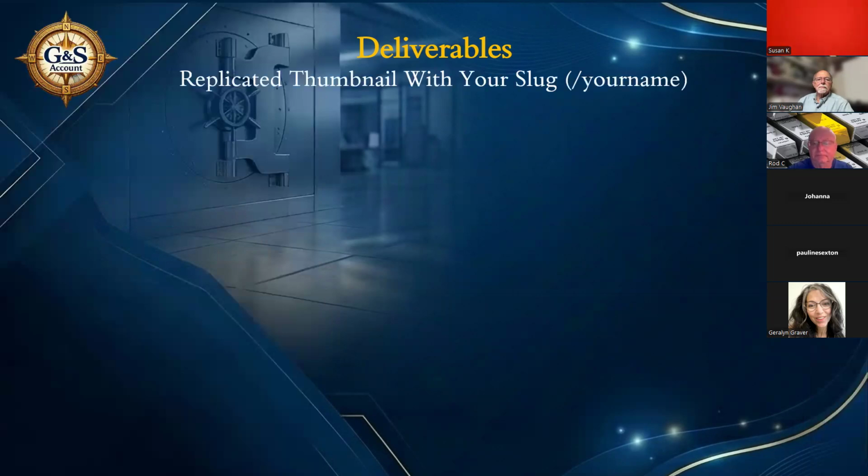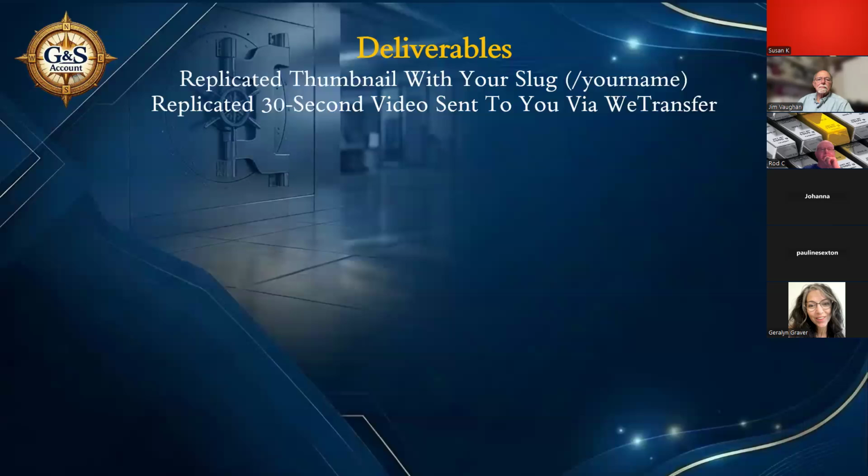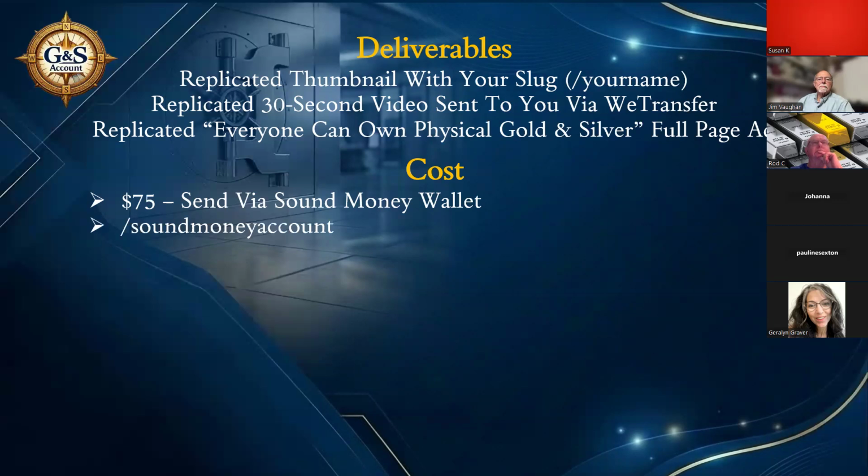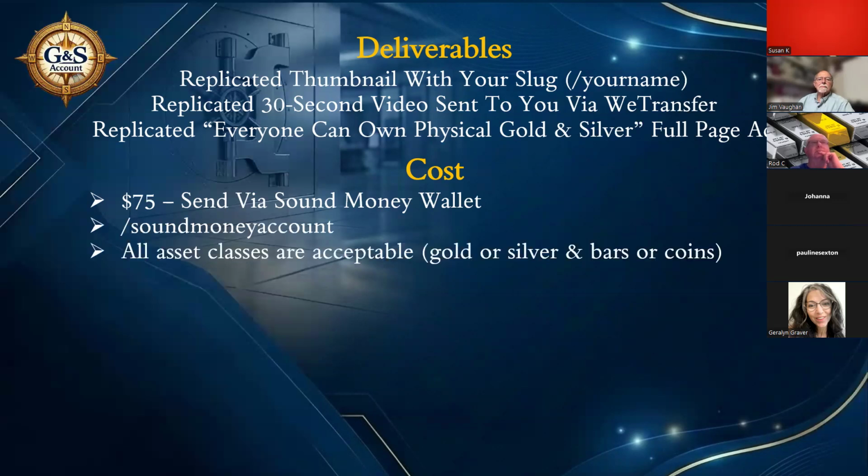So your deliverables with this marketing package are that replicated thumbnail with your slug. It's again your username at the end. 30-second video, replicated, everyone can own, full page ad. What's the cost on that? $75. And you're going to send that to me via Sound Money wallet at /Sound Money account. This is just how you do a member-to-member transfer in the Sound Money account or Sound Money wallet. I mean, my username is Sound Money account. I don't care if you want to do gold or silver bars or coins.